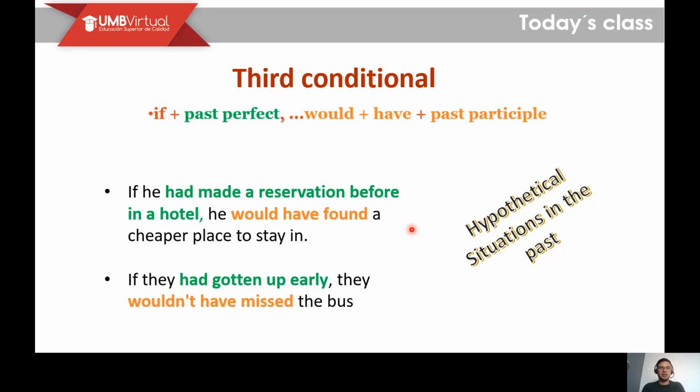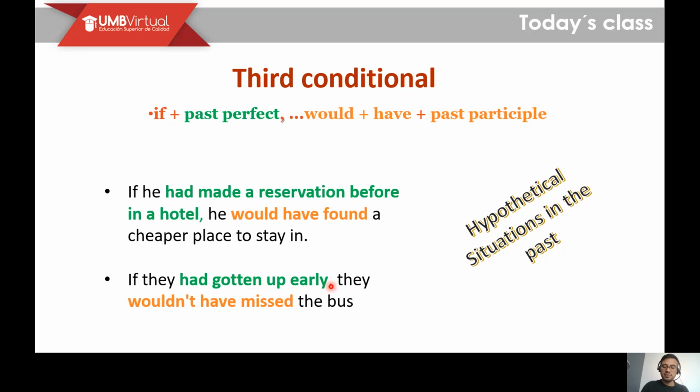Los siguientes ejemplos. If he had made a reservation before in a hotel, he would have found a cheaper place to stay in. Entonces, si él hubiera hecho una reservación antes en un hotel, él hubiera encontrado un lugar más económico para quedarse, ¿sí? Ya él no lo hizo, entonces ahora está pagando algo más costoso, pero él hubiera podido hacer la reservación antes. Esto es una situación hipotética en el pasado, no lo hizo, entonces el resultado fue diferente.